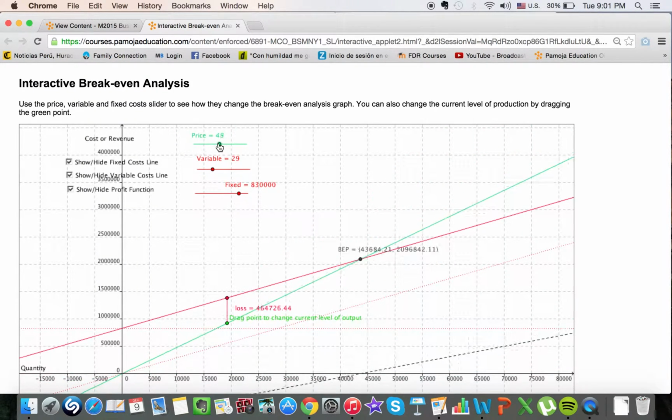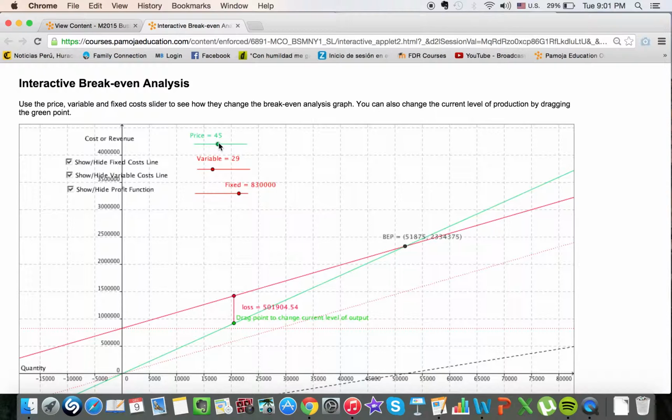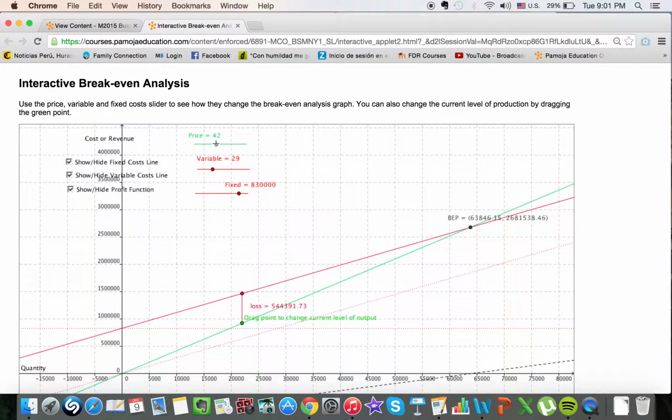Next, the red curve, the red line, represents the total cost curve. There are two cost curves. First of all, the red line is the total cost, and the dotted horizontal line represents the fixed costs. As one can see, the fixed cost is completely horizontal because it does not change according to how output changes.